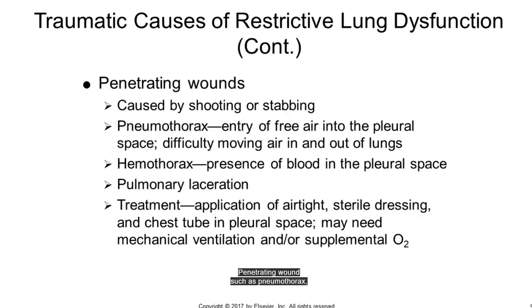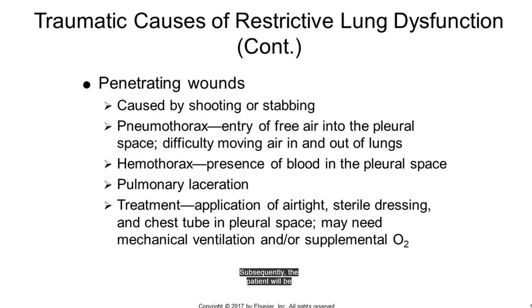Penetrating wounds such as pneumothorax, hemothorax, and pulmonary laceration may also be the result of motor vehicle accidents, shootings, or stabbings. Pneumothoraxes may be open, which means air in the pleural space communicates freely with the outside environment, resulting in the patient being unable to maintain a negative pleural pressure.